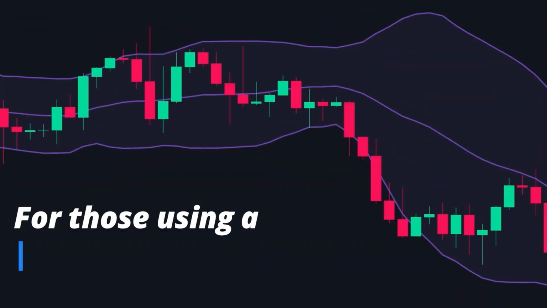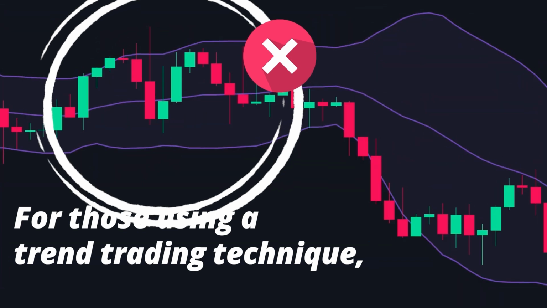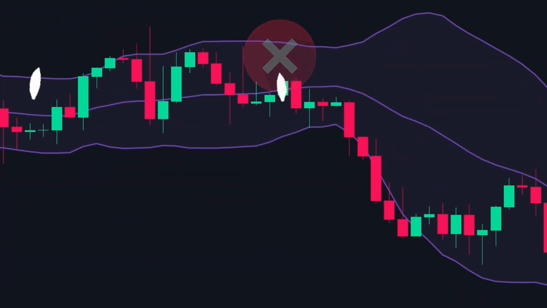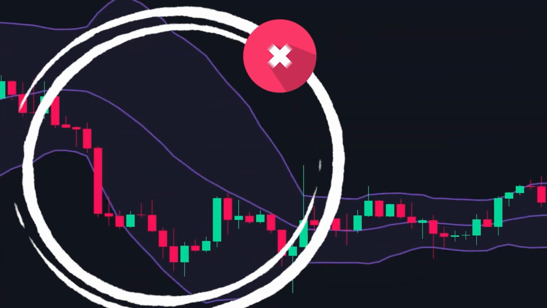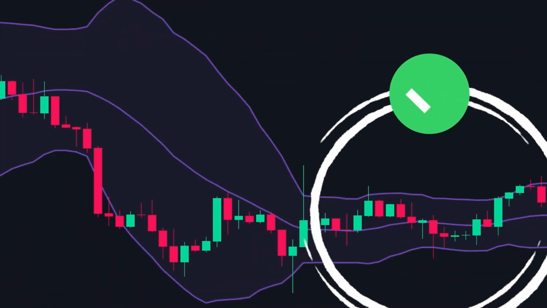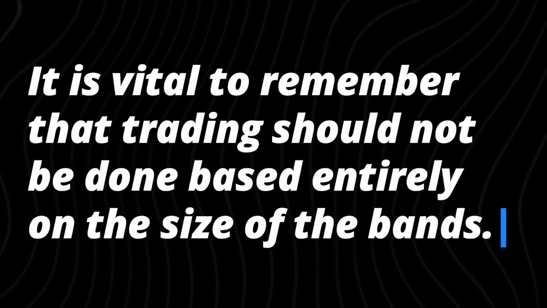For those using a trend trading technique, it is best to avoid initiating trades while the Bollinger Bands are narrow. Trade only when the bands are wide. If you are looking for reversals, you should avoid trading when the bands are wide, and instead trade when the bands are small. However, it is vital to remember that trading should not be done based entirely on the size of the bands.